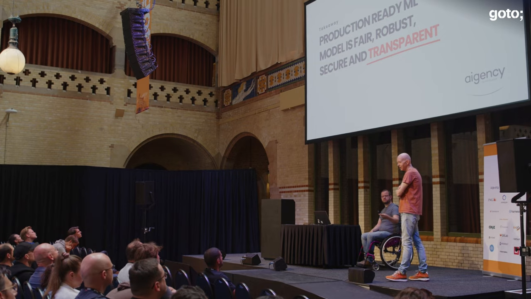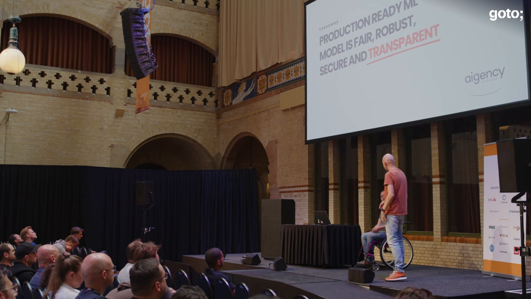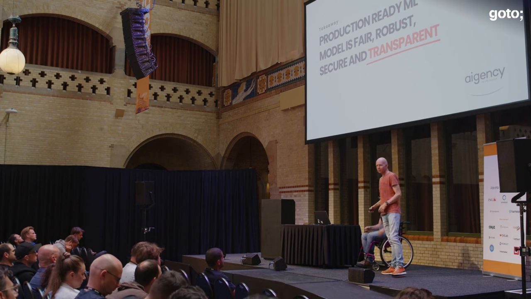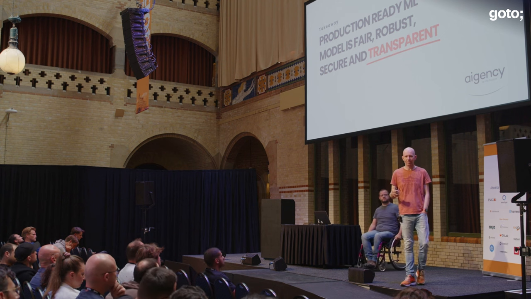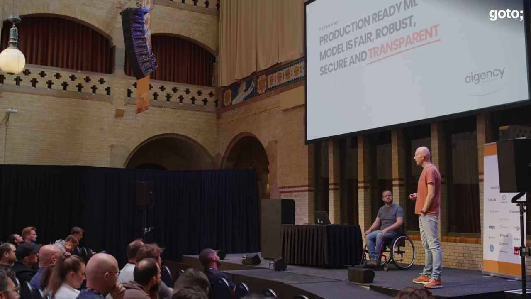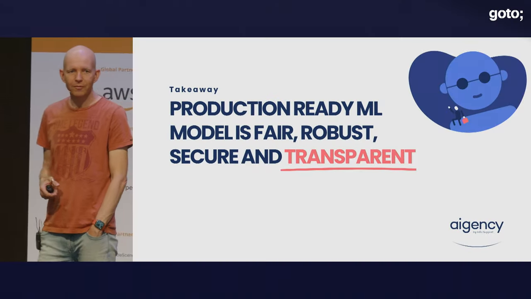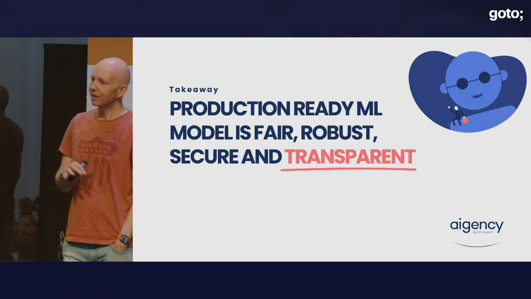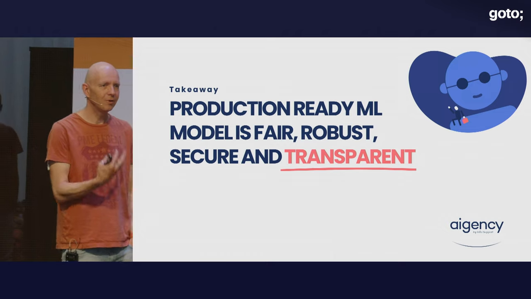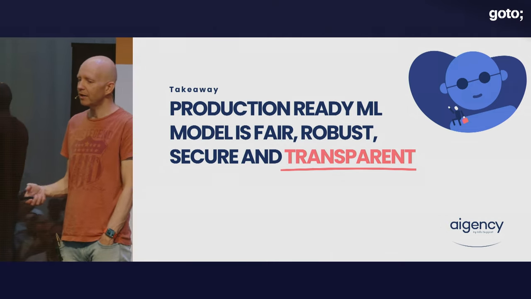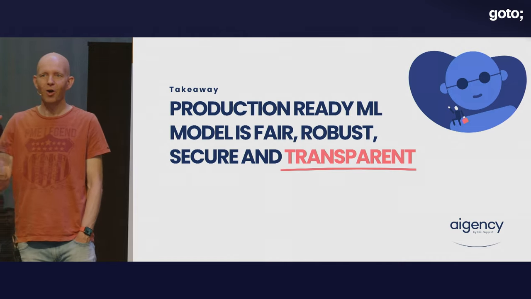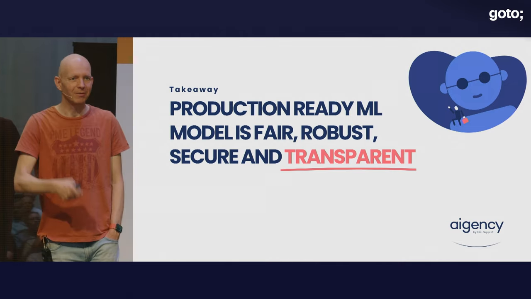Yeah, so there are a lot of ways to explain machine learning models, even if they are black box models. Willem trained a black box model. And our main takeaway for today is that if you need a production-ready machine learning model, it must at least be fair, robust, secure, and I hope you take in mind the transparency.